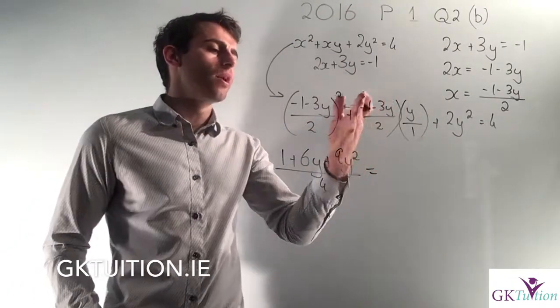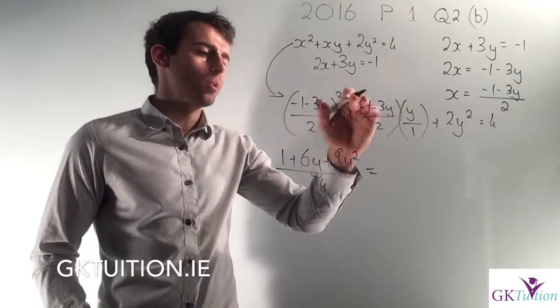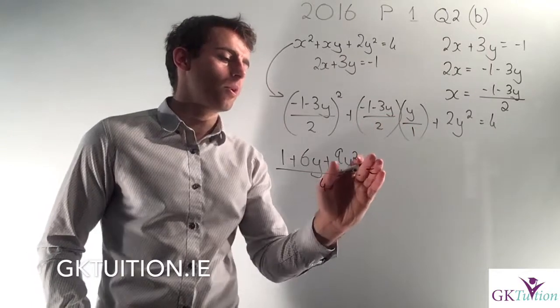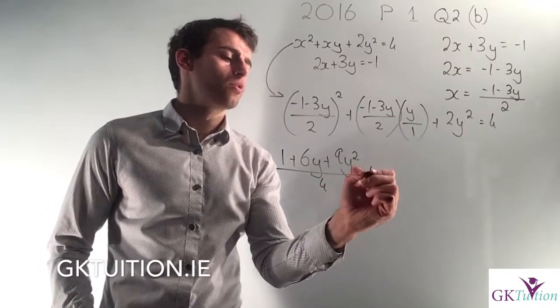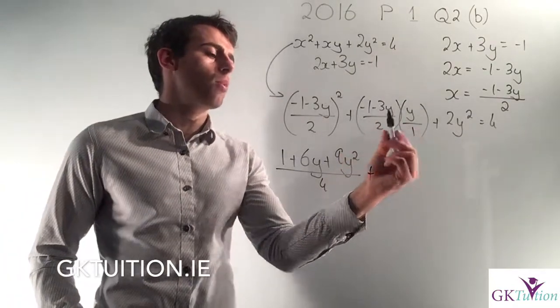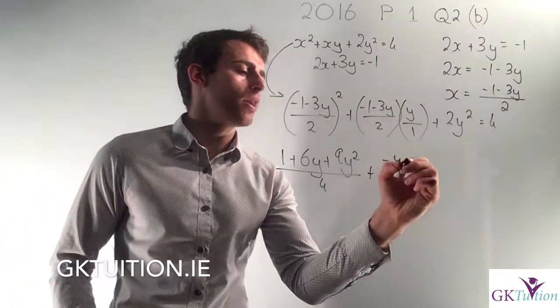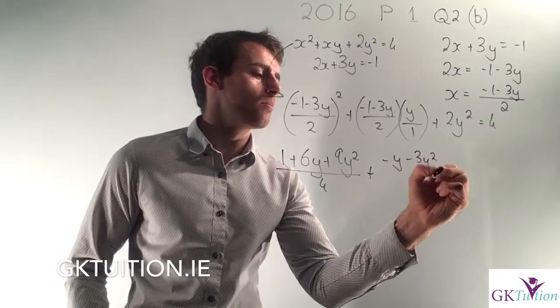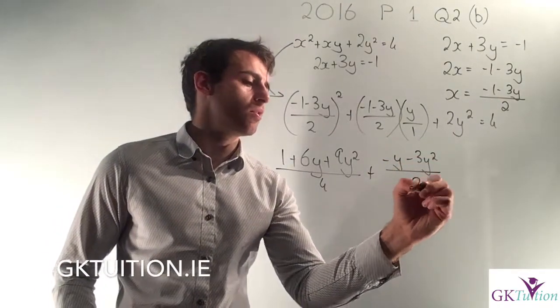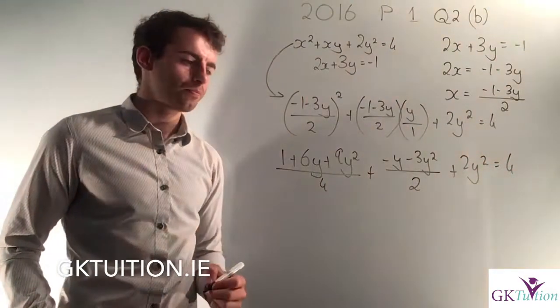On the next line, I have minus 1 minus 3y over 2 times y over 1. So I'm going to multiply the tops by each other and multiply the bottoms by each other. That should be a plus. Minus 1 by y is minus y. Minus 3y by y is minus 3y squared. 2 multiplied by 1 is 2. And I'm going to add 2y squared, and that's equal to 4.